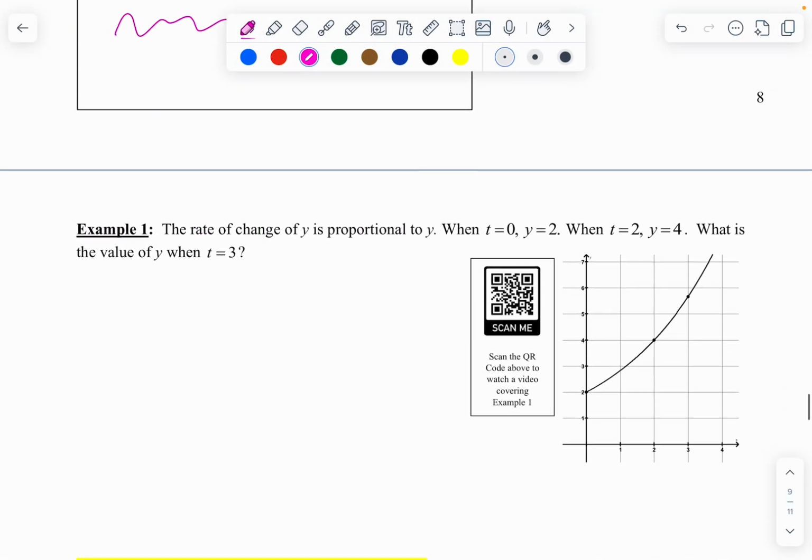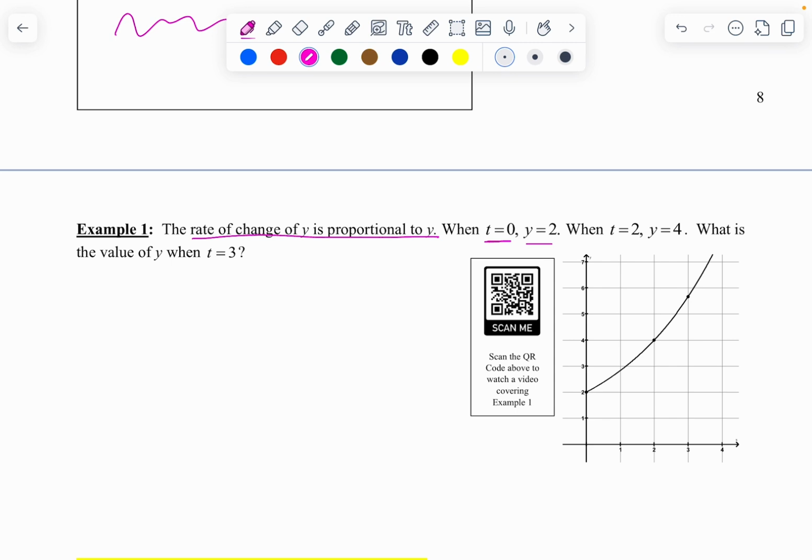All right, example 1. The rate of change of y is proportional to y. So as soon as they say that term, you need to understand that they are basically talking about the exponential growth and decay model. And then when t equals 0, y is 2. When t equals 2, y is 4. What is the value of y when t equals 3?